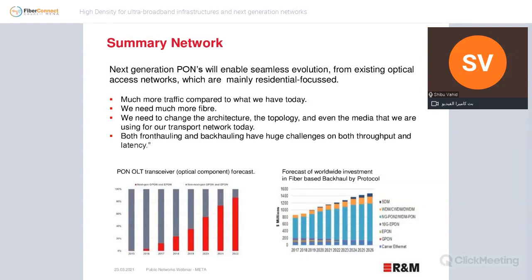So in summary, we have much more traffic compared to what we have today in the future, and we need much more fibers to address all these requirements of new applications. So we need to change the architecture, the topology, and even the media that we are using for our transport network today.